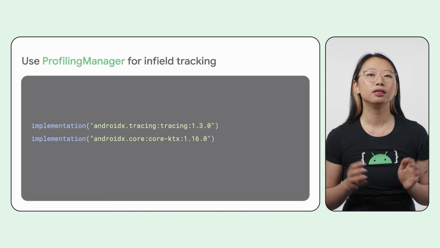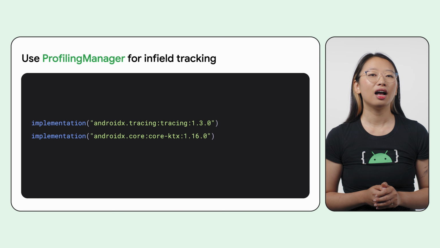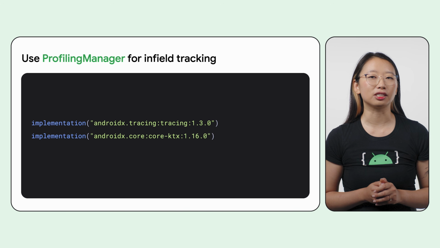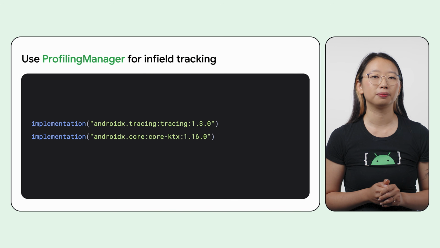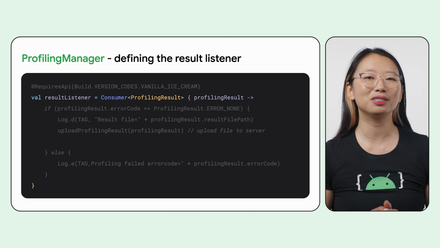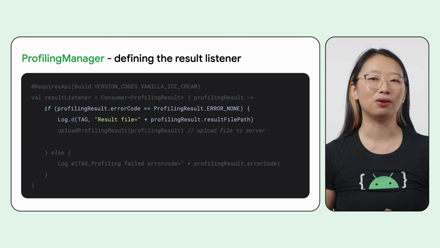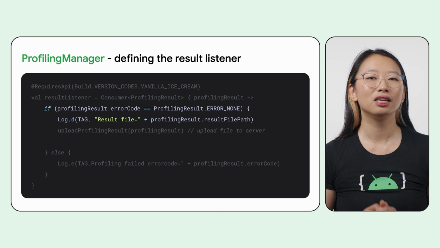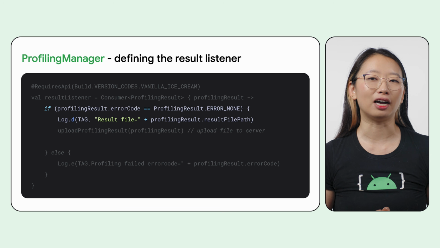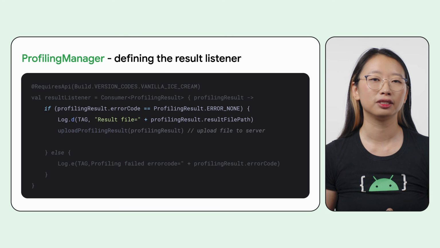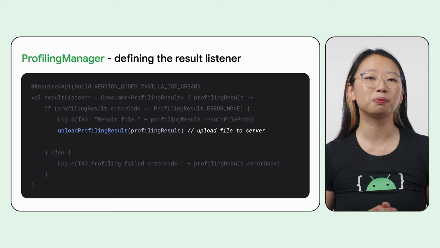To initiate a profile recording, I'll need to first import the AndroidX tracing library and core library. Then I define a consumer listener to listen for profile result completion. Once the result has returned and there are no errors, the profile will be stored locally on the device, and the profiling result will provide the path for where the file is stored. I can then choose to upload the profiling result to a server for additional analysis or define a set of conditionals for when I should upload the profile result.